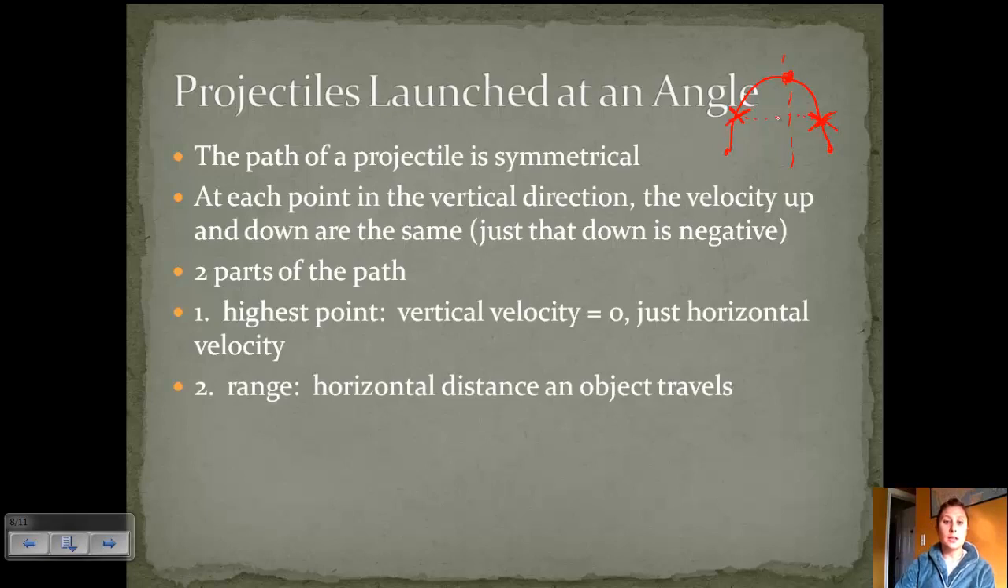The second part of the path of motion is the range. This is the horizontal distance an object travels. And so from start to end, this is your range or horizontal distance. So if we were trying to solve for this value, we would need to use horizontal velocity, not vertical.